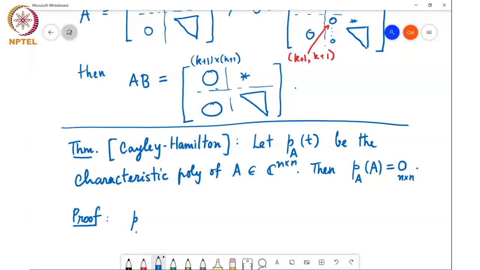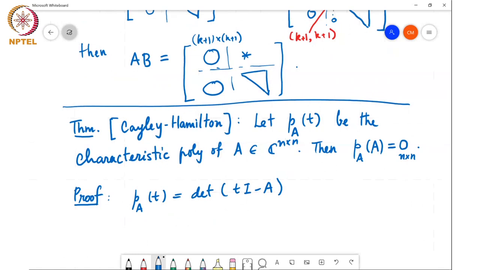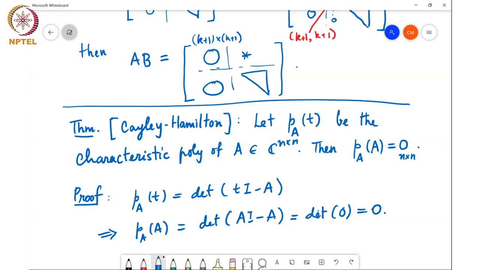So P_A of T is by definition the determinant of TI minus A. So that implies that if I wanted to find P_A of A, that is equal to the determinant of AI minus A, which is equal to the determinant of the all zero matrix, which is equal to zero. Is that correct? Yes, sir.